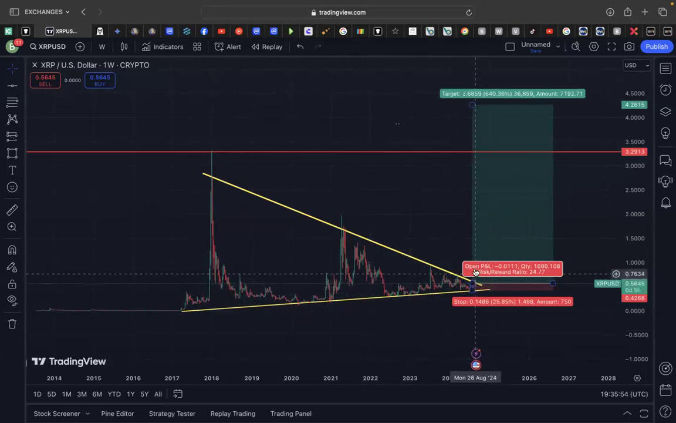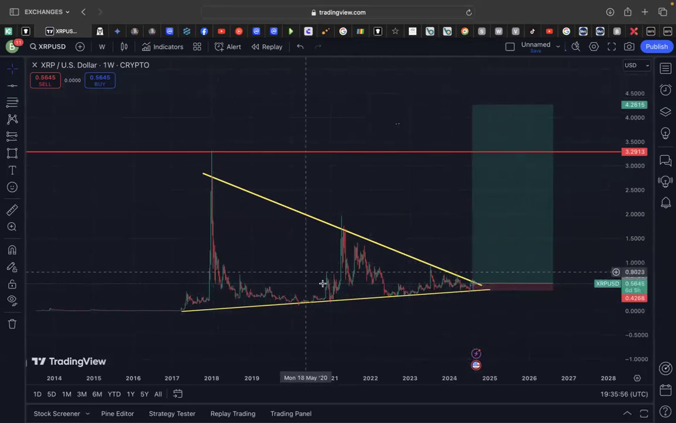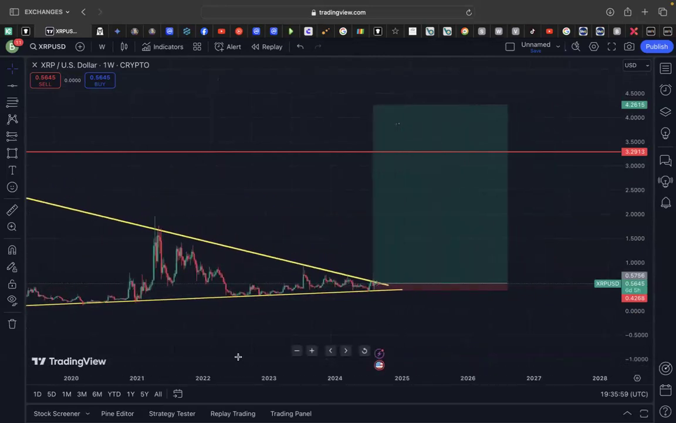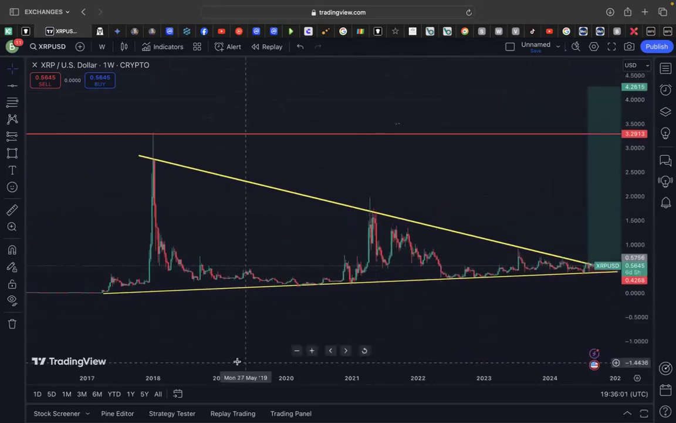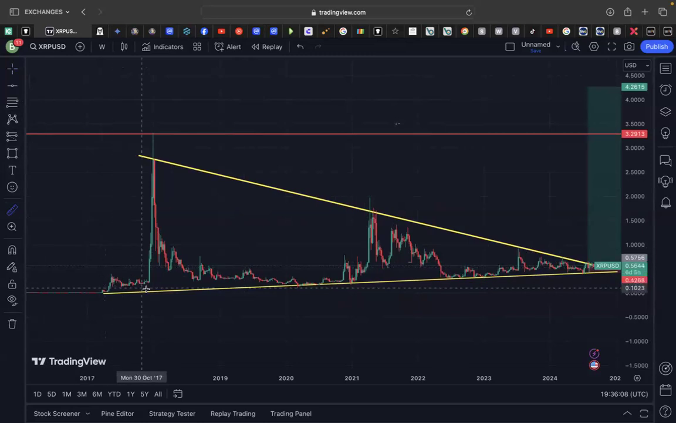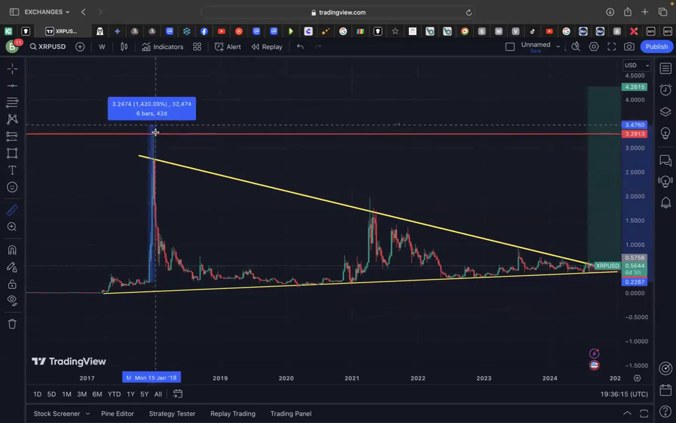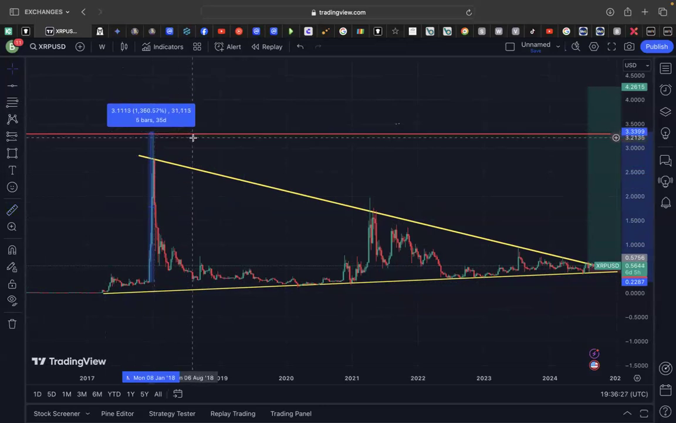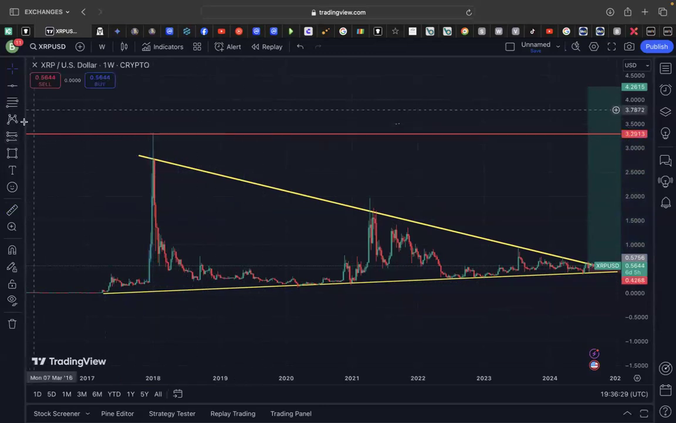So people are anticipating a huge breakout, because when XRP moves, it moves. But it does not move all the time. Can we look at the movement that happened right here? In approximately 30 days, it moved 1,300%.